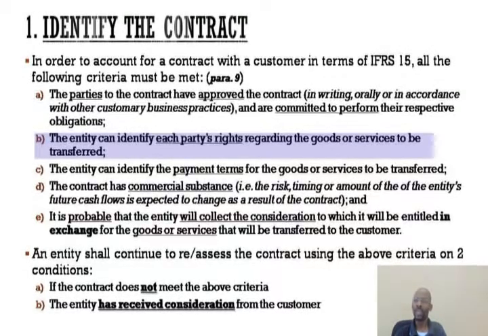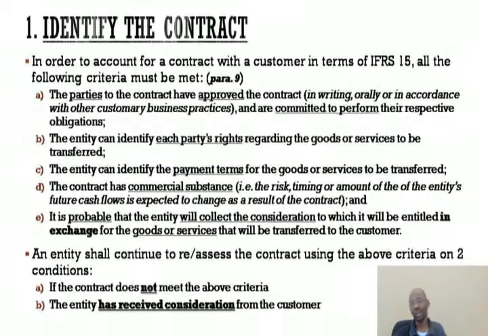Number 2, the entity can identify each party's rights in terms of the goods and services to be transferred. We need to identify the rights. And then number 3, the entity must identify the payment terms for the goods or services to be transferred. And then the fourth one, the contract must have commercial substance. There must be a commercial sense in the transaction. We must know the risks, we must know the timing, and then how much future cash flows will be.